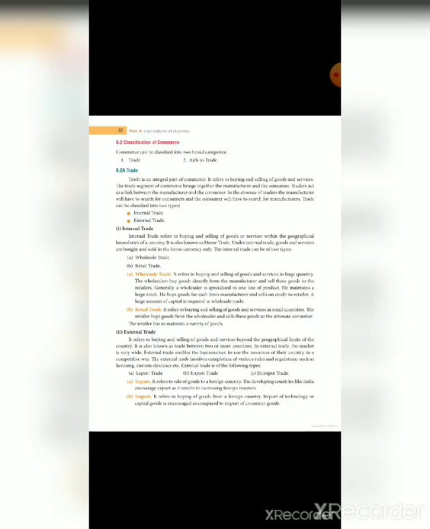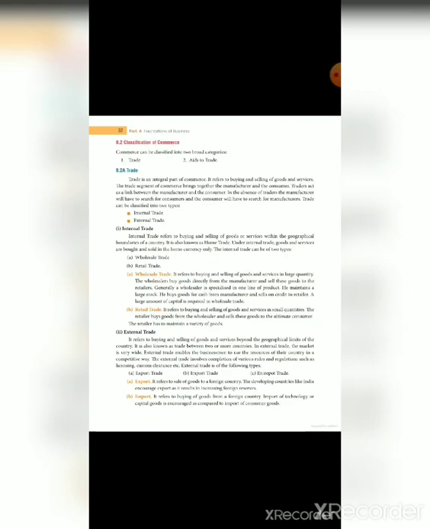So first is wholesale trade. It refers to buying and selling of goods and services in large quantity. The wholesaler buys goods directly from the manufacturer and sells these goods to the retailers. First is manufacturer, then wholesaler, then retailer, and then customers. This is the link. The wholesalers buy goods directly from the manufacturer and sell these goods to the retailer.